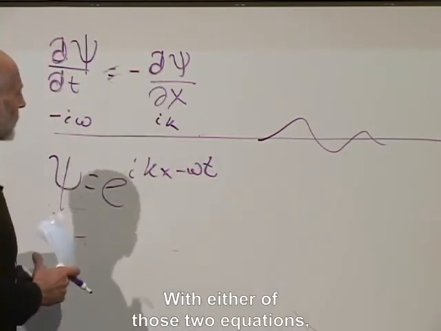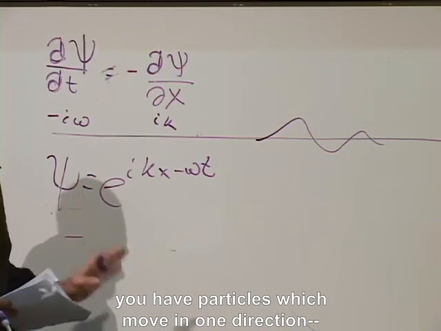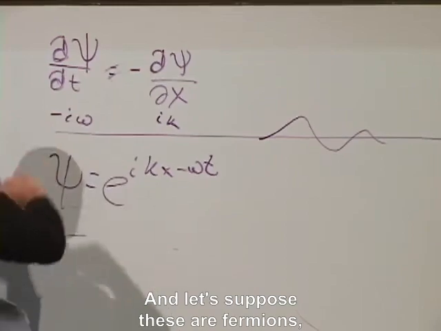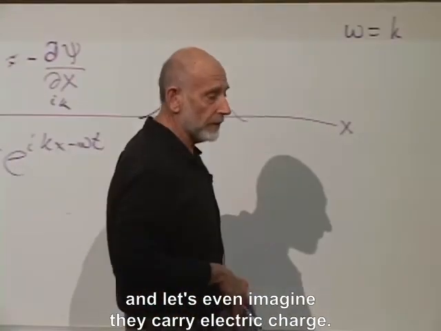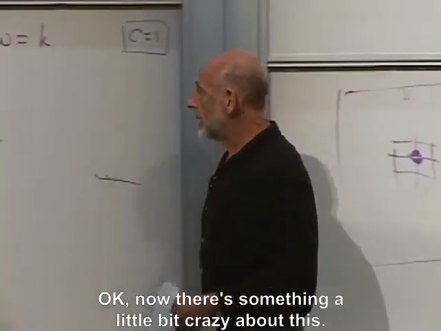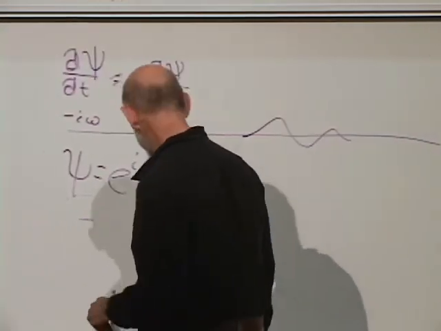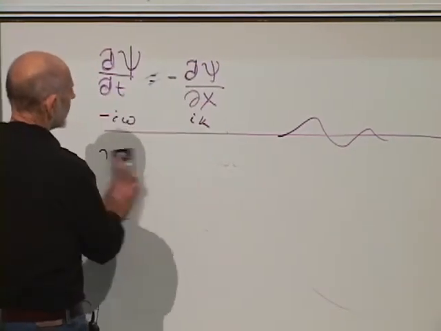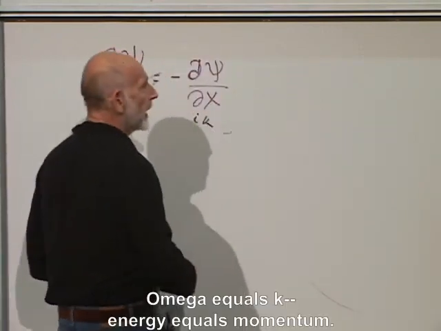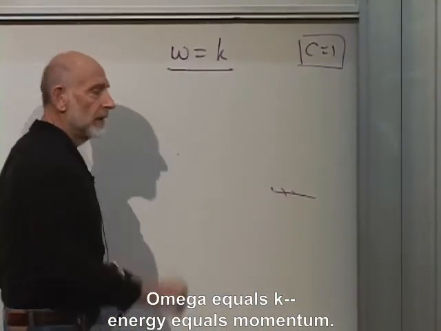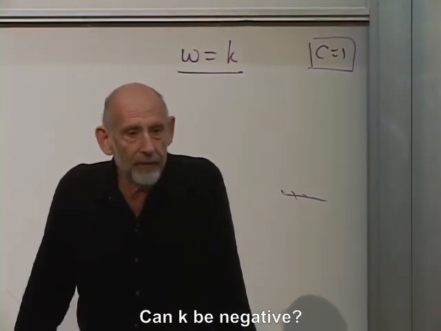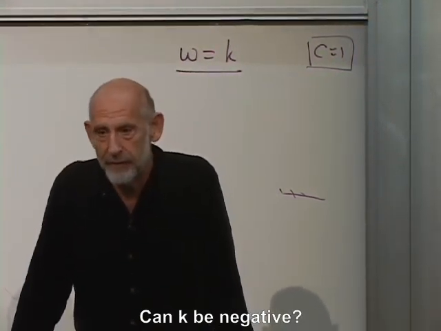With either of those two equations, you have particles which move in one direction, let's say, in this case, to the right. And let's suppose these are fermions, and let's even imagine they carry electric charge. So they're electrically charged fermions. Okay, now there's something a little bit crazy about this. Omega equals k. Energy equals momentum. Can k be negative?